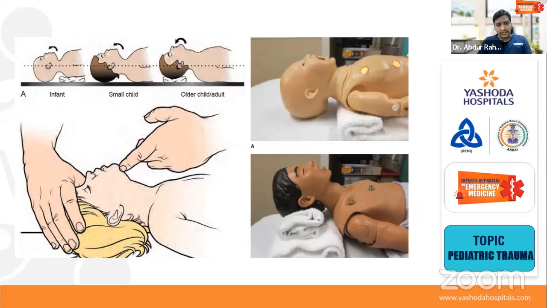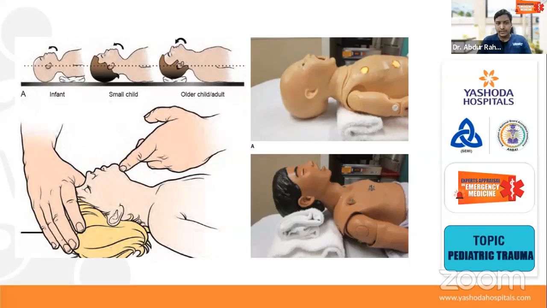In other cases like a small child, nothing is required because they are already in the neutral position, with proper alignment of the airway. Whereas in an older child or adolescent, you need to place a towel under the occiput for proper alignment of the airway. And this is the image showing head tilt and chin lift.